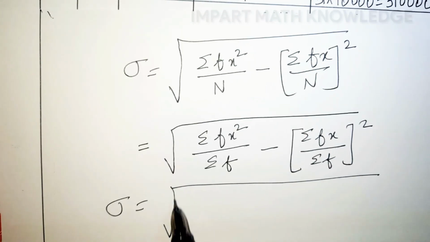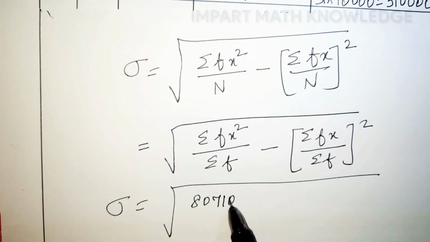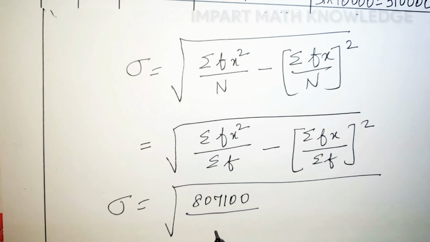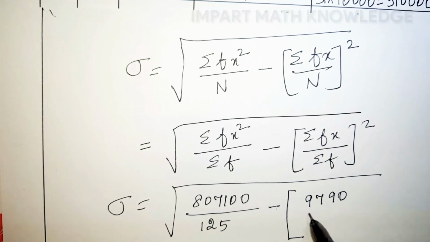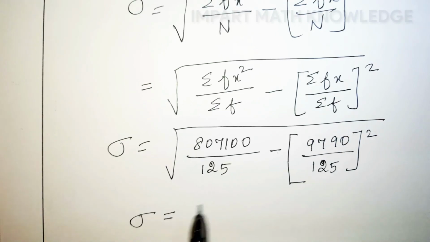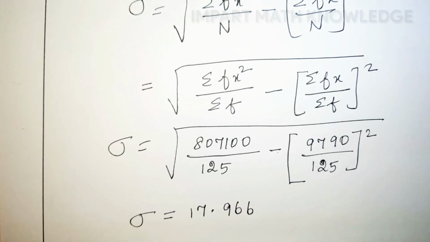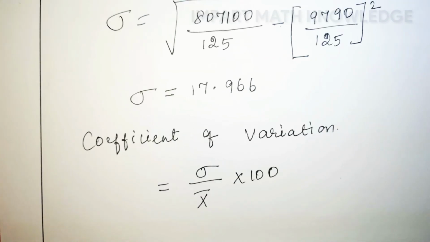That is the square root of sigma fx square by sigma f minus sigma fx by sigma f whole square. Sigma is equal to the square root of summation fx square, 807,100, divided by summation f, 125, minus summation fx, 9790, divided by summation f, 125, square. If you simplify this, you will get 17.966. Standard deviation is 17.966.